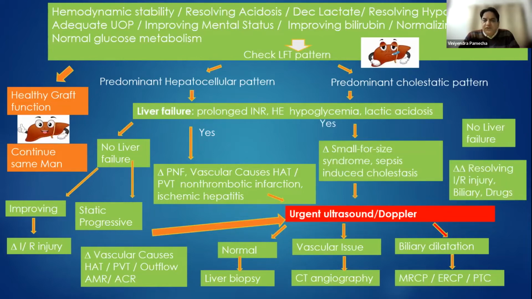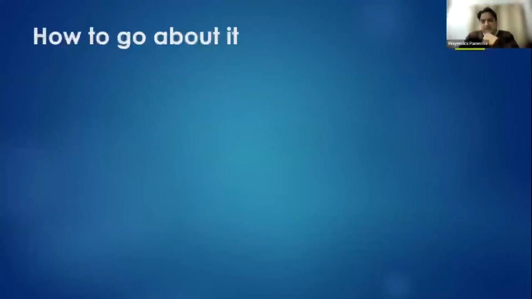Then if it is a predominantly cholestatic pattern of liver enzymes, you need to see again whether they have signs of liver failure. If they have signs of liver failure, then you need to see whether it is a small bowel syndrome or just septic-induced cholestasis. If there are no signs of liver failure, then again you need to rule out biliary causes or drug-induced injury, which will present as cholestasis, and you have to evaluate accordingly.